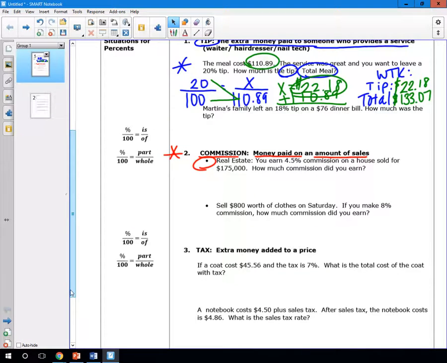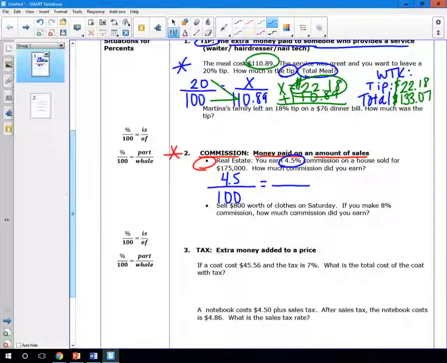So we're going to set it up exactly the same way. Percent over 100 equals part over whole. So since it's 4.5%, and percent means out of 100, that's 4.5 out of 100. And then the $175,000, is that my part or is that my whole? That's right, that's your whole. That's your 100%. So that's going to go on the bottom, $175,000. And then I'm looking for the amount that I made. Okay, I'm sorry, guys. I forgot to do my WTK. My WTK here is I'm looking for the commission. I'm looking for that little bit that I made off of selling this house.